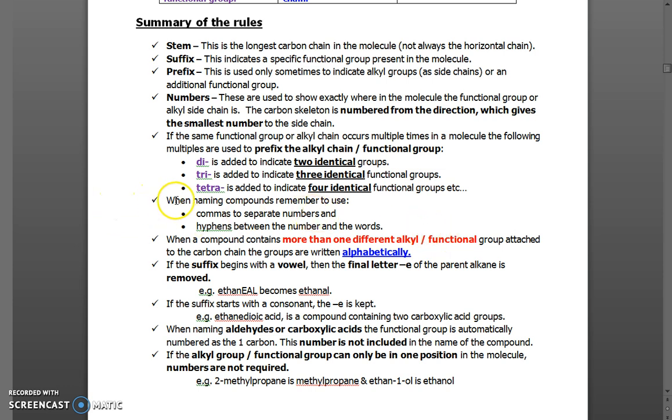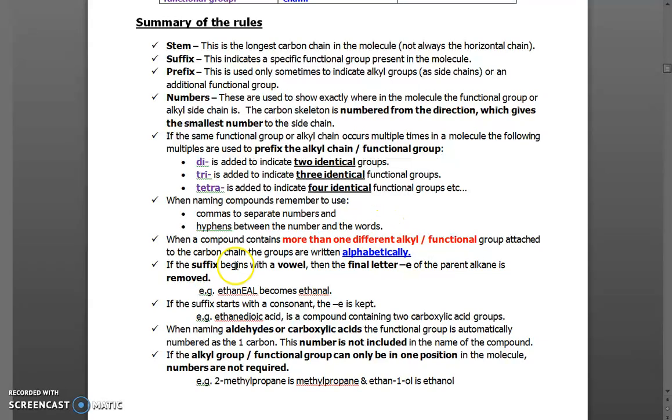Okay. When naming organic compounds, we should separate numbers using commas, and numbers and words using hyphens. That'll be more obvious when we get to an example in a moment. And when a compound contains more than one different alkyl or functional group attached to the carbon chain, we write the names alphabetically, not in numerical order.